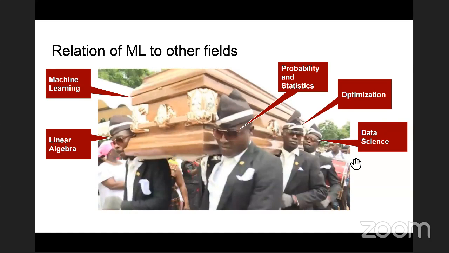So here is another picture to tell you the difference. Thanks, Jyoti. Another picture that tells you the relation of machine learning to other fields. Machine learning is supported by linear algebra, probability and statistics, optimization, and data science. And hopefully they are not taking machine learning to its funeral, but I thought it might help explain the 4 pillars of machine learning.